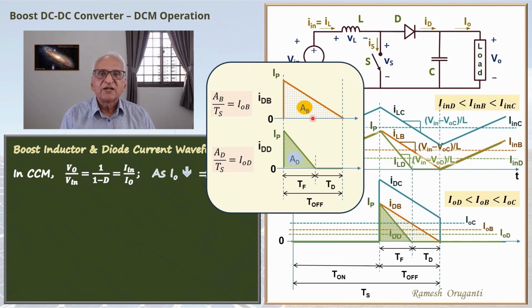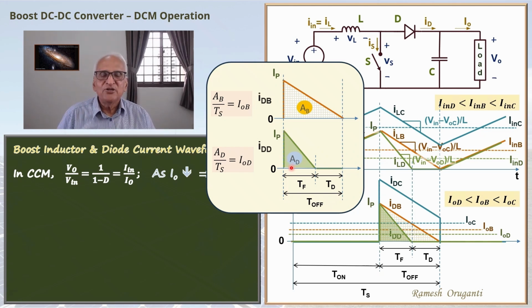The base of the triangle being reduced means the diode current comes to zero earlier than the end of the T-off interval. And that is facilitated by the output voltage going higher and the downward slope, V_in minus V_0 by L, increasing. As the load current is reduced, the area of this triangle A_D will become smaller. The inductor current's downward slope will be steeper. Output voltage will be higher.